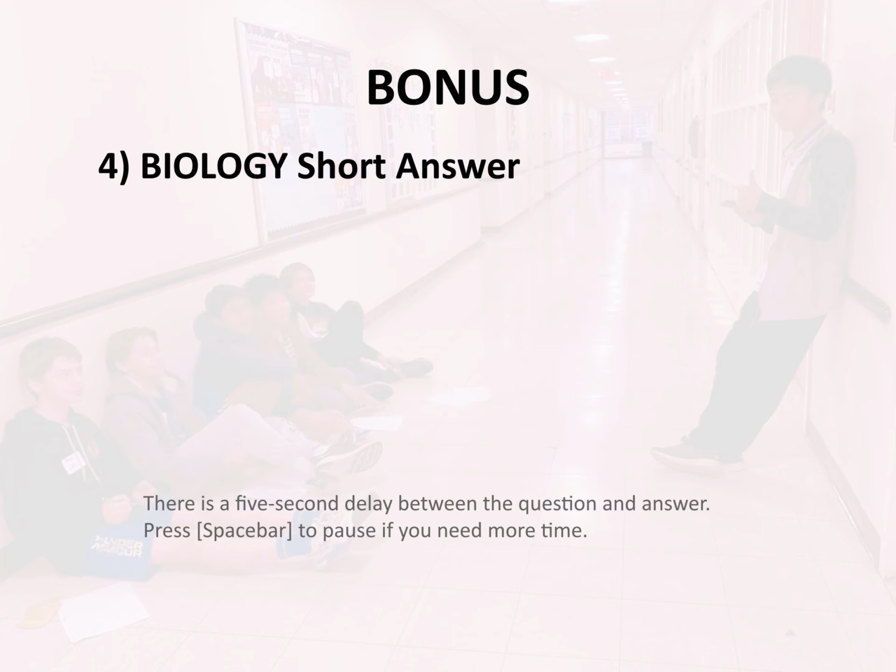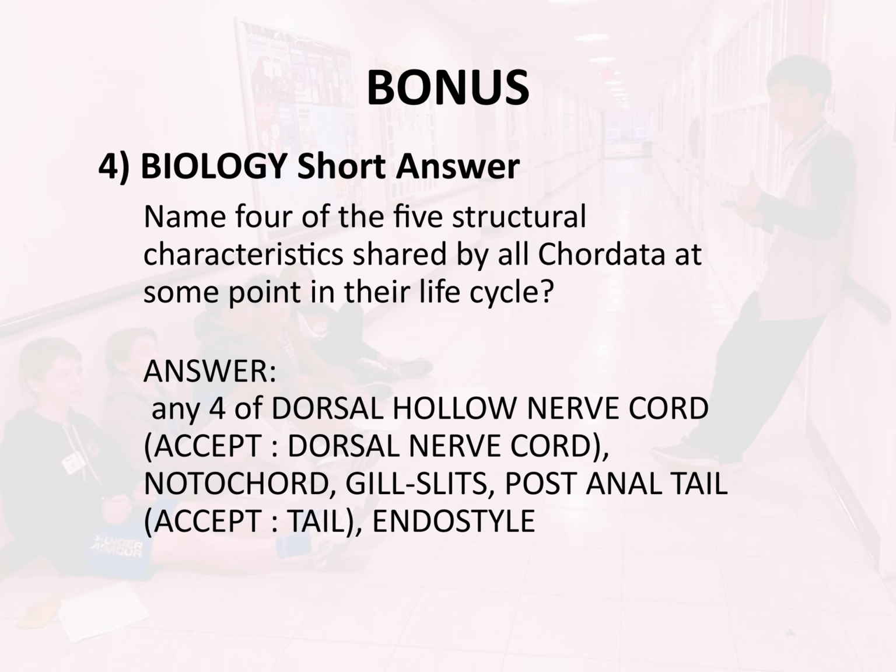Bonus 4. Biology. Short answer. Name 4 of the 5 structural characteristics shared by all chordata at some point in their life cycle. Answer: any 4 of dorsal hollow nerve cord, notochord, gill slits, post-anal tail, endostyle.